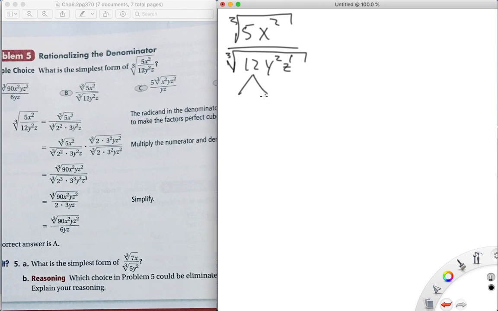Into a factor of 4 times 3. These aren't perfect cubes yet. We're going to turn them into perfect cubes by multiplying by this other number in the denominator. This guy is a perfect square, right? 4 squared is a perfect square. And in this case, we're going to write 4 squared as 2 to the second power. This guy we're going to keep as 3 to the first power, times 2 to the second power.